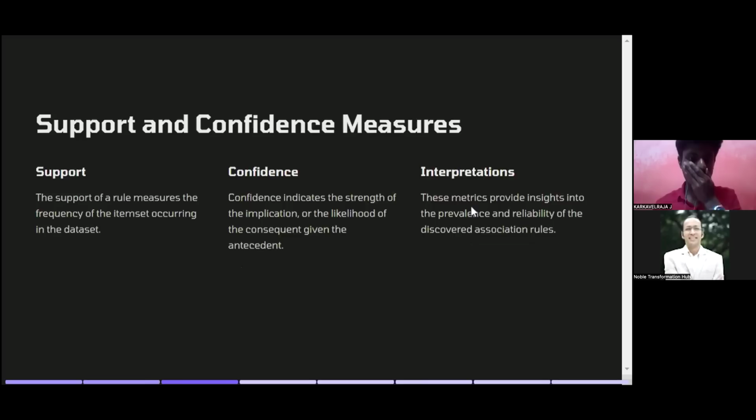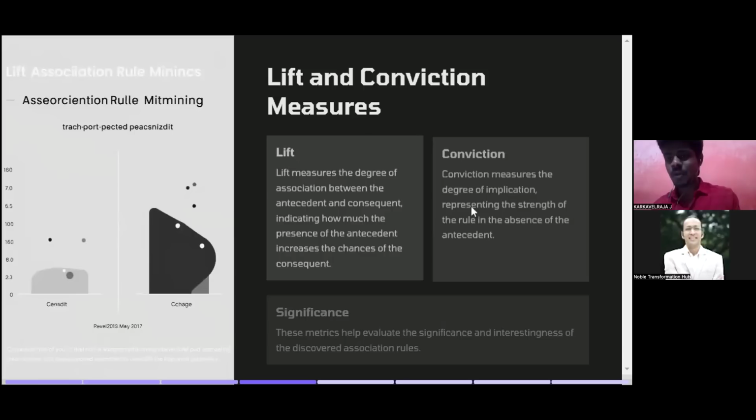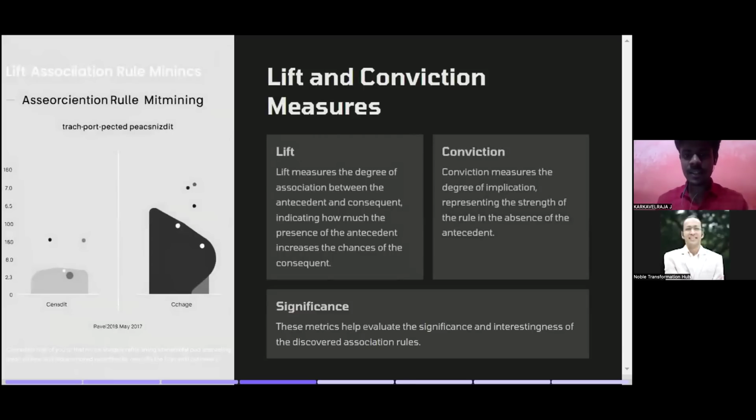Then we have some more measures, guys: lift and conviction. Let's see what they are. Lift measures the degree of association between the antecedent and consequent, indicating how much the presence of the antecedent increases the chance of the consequent. Simple. If I'm buying milk, then what is the percentage or chance of buying biscuits? That is called lift.